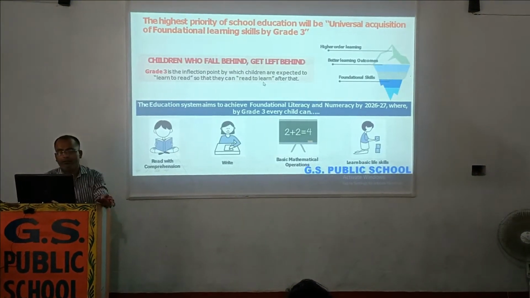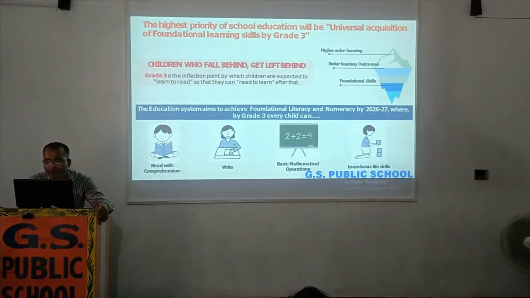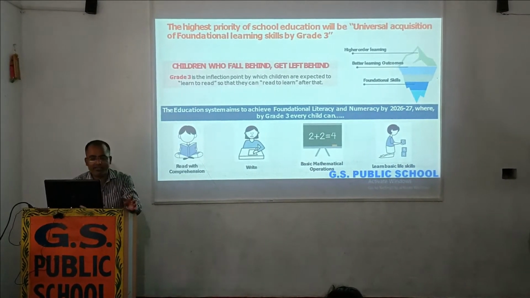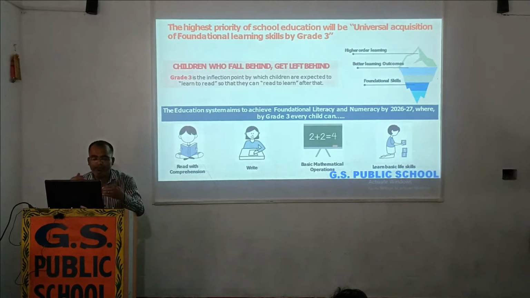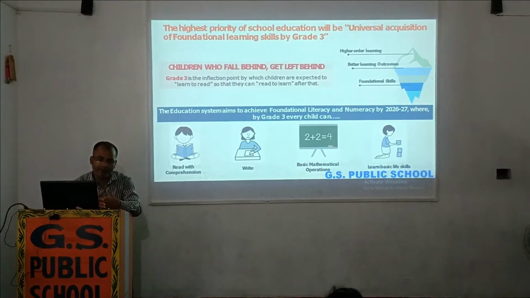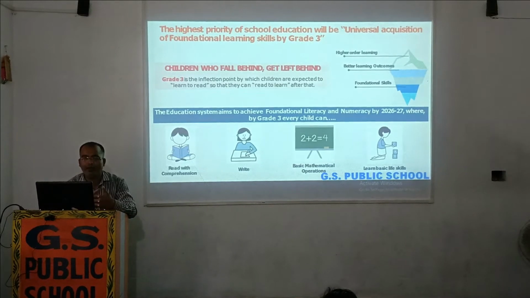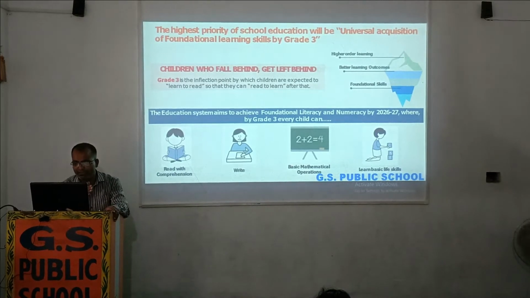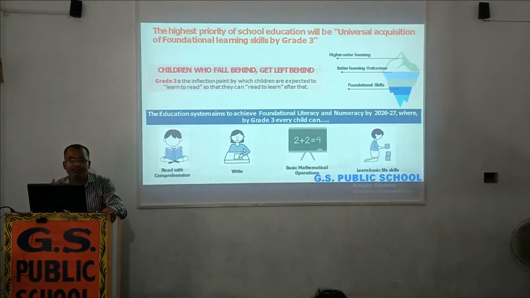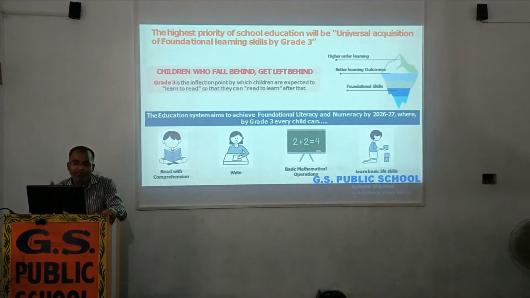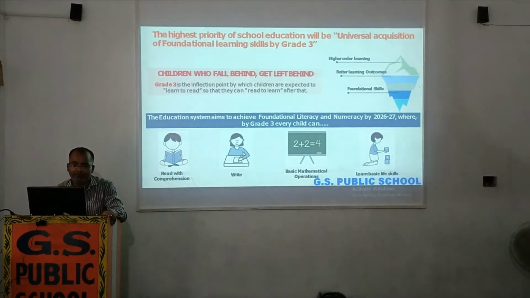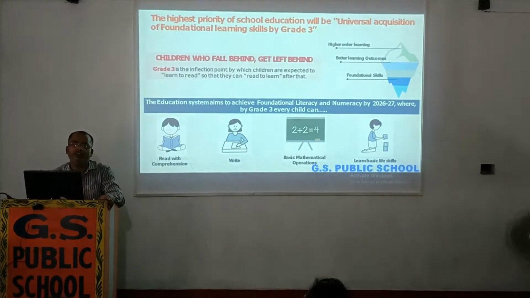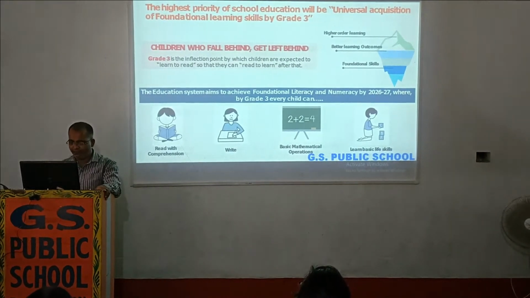Now see, the highest priority of school education will be universal acquisition of foundational learning skills by grade 3. Means what is the criteria set in this FLN? From Balvatika, according to the Government of India, pre-nursery or pre-primary sections of India, that is called Balvatika, till standard 3rd. The Government of India has split the way of learning, the way of teaching, and the learning outcomes, the way we used to do the split-up of syllabus in our books. So a lot of things are there. We will be learning one by one.